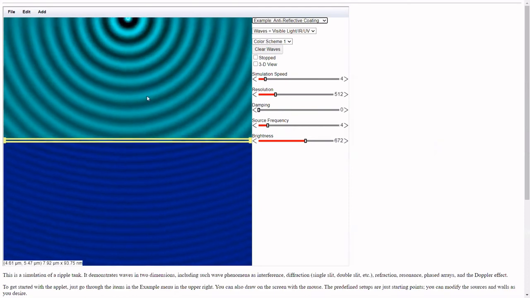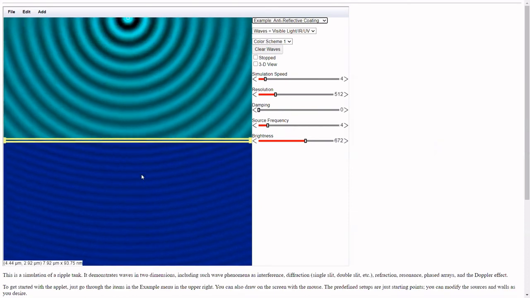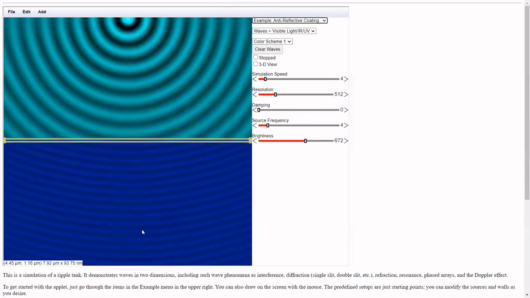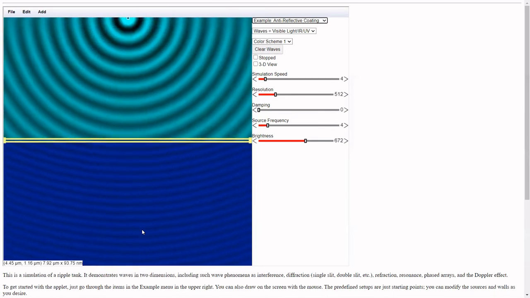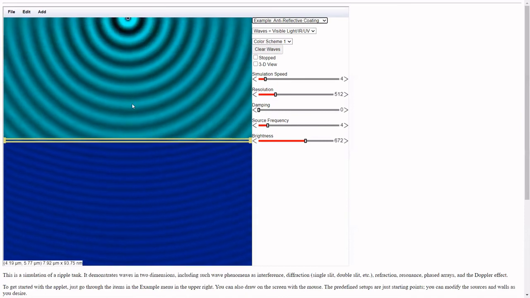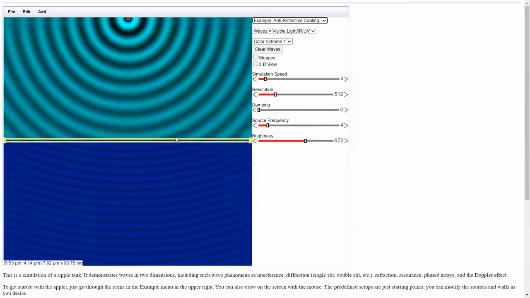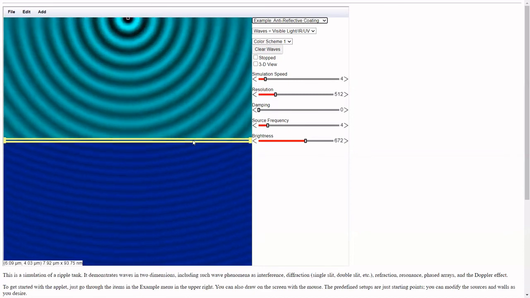I don't see any waves bouncing off the coating. All the waves are going into the transmitting medium, you could say. So this would be the case of destructive interference. In fact, perfect destructive interference. You could say that the system is tuned so that this frequency of waves experiences perfect destructive interference between the reflected wave from the top of the coating and the reflected wave from the bottom of the coating.